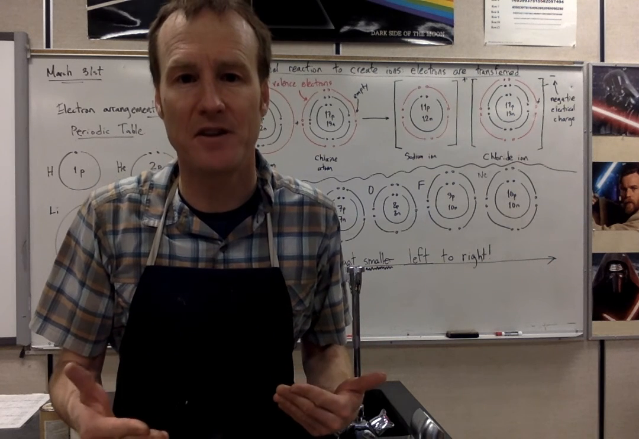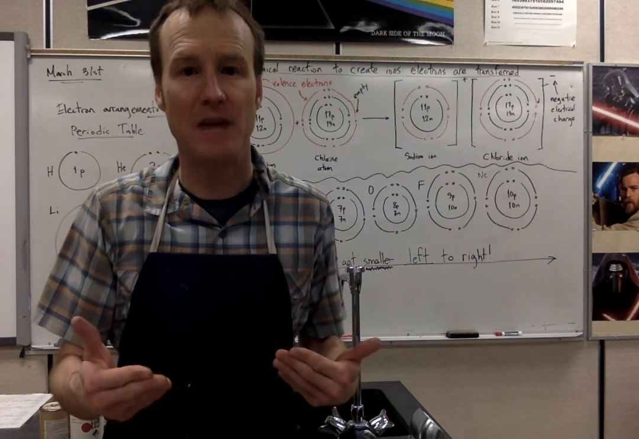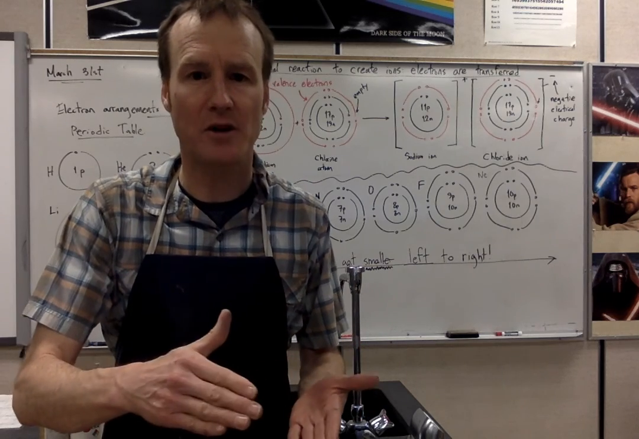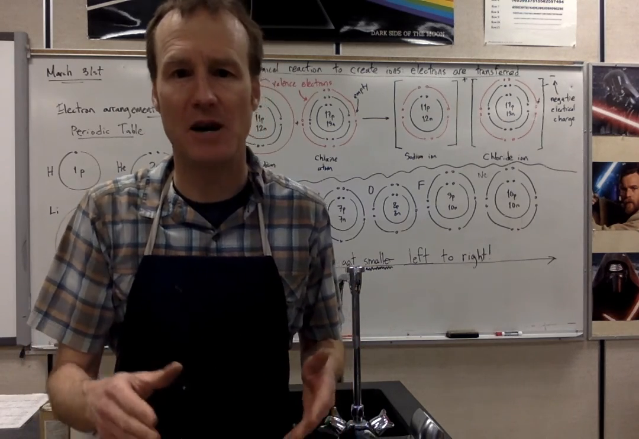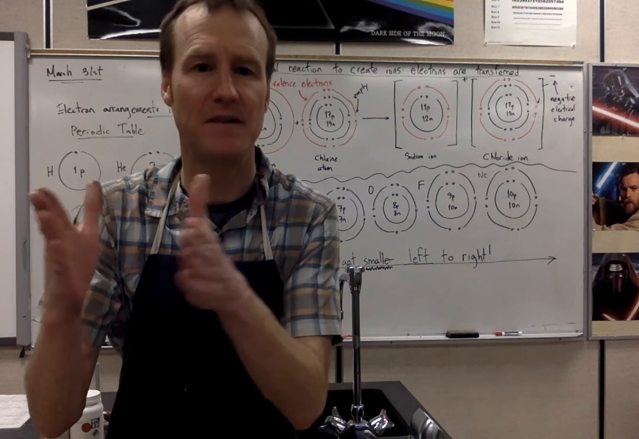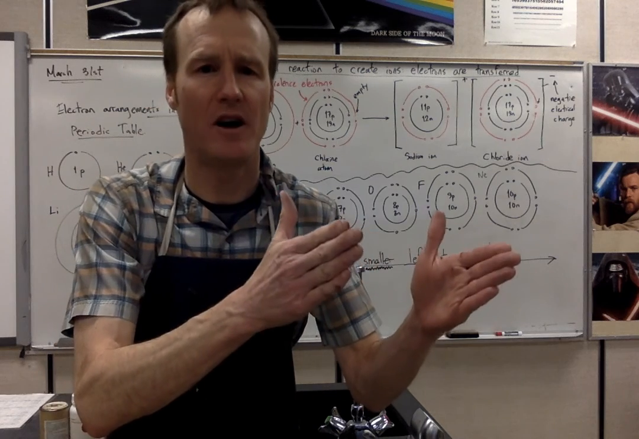You're more familiar with this as simple table salt. You have this on your food. The white crystals that you put on your scrambled eggs or whatever are sodium chloride. They're made of sodium ions and chloride ions.